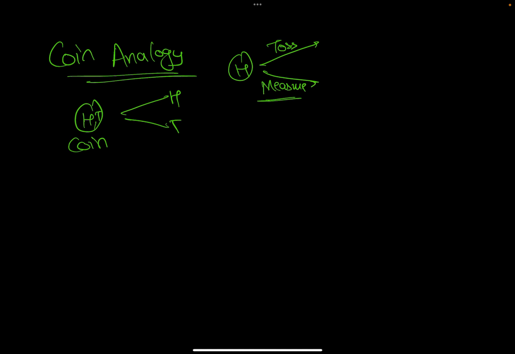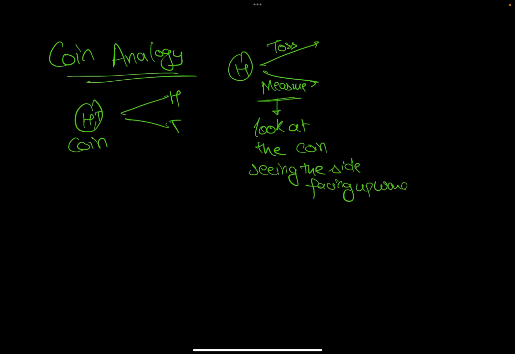Now what do I mean by measuring? Measuring the coin just means that I look at the coin, seeing the side facing upwards. So when I say I measure the coin, I'm looking at the side that is facing upwards. Note that when I toss the coin, I don't look at which side is facing upwards, I don't know what it is. But if I measure the coin, I can know the side facing upwards.